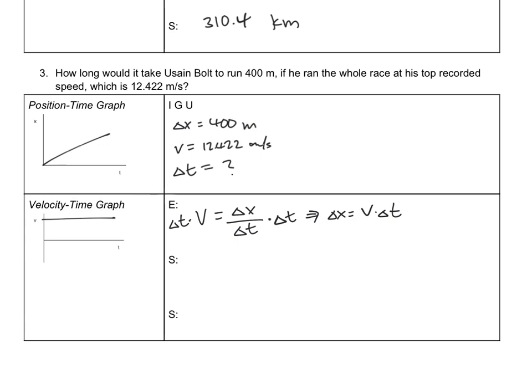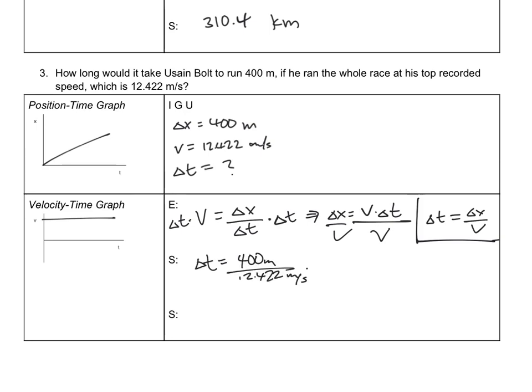Last step is to get v out of the side with delta t. So divide by v on both sides, and you get delta t equals delta x over v as our new equation. And we're going to substitute for that. I'm going to pause the video and fill out the rest, and you can see if you get it right. All right, and the answer I get is 32.2 seconds. As the total run time for Usain Bolt to run the 400, given that he's running constantly at his top speed.